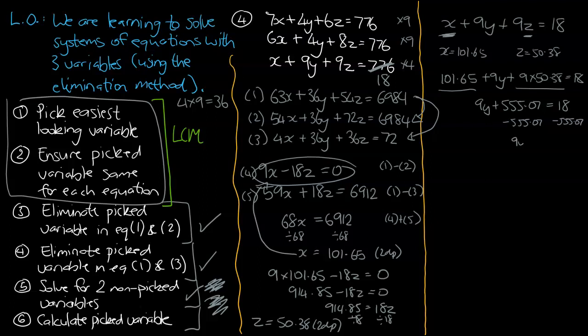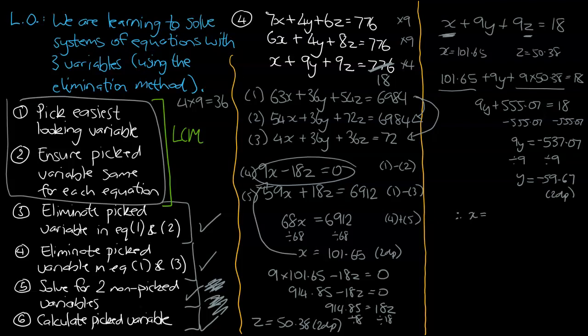So that means 9y will be equal to negative 537.07. And then finally, our very last step, divide by 9, y is equal to negative 59.67. And again, that had a 2dp rounding. And tick, we've now calculated our picked variable. So let's wrap it up.